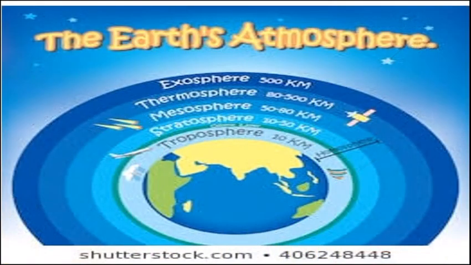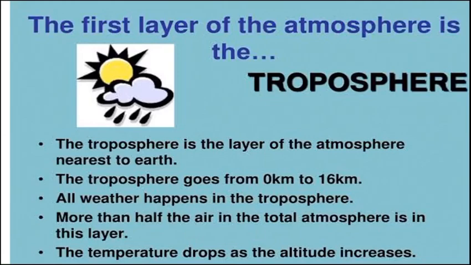Children, the atmosphere has 5 distinct layers. Let's look at each from closest to furthest from the earth. The first layer of the atmosphere is the troposphere, which is nearest to earth. The troposphere goes from 0 km to 16 km. This layer extends to about 18 km at the equator, and it is about 8 km above the North Pole and South Pole. All weather happens in the troposphere.